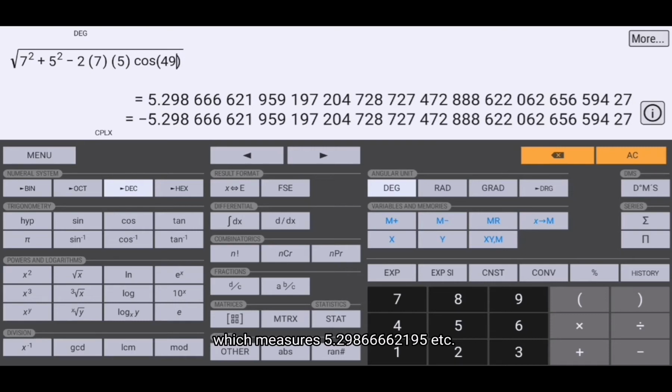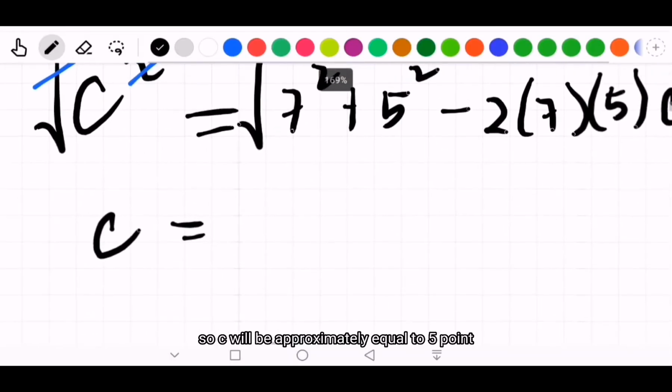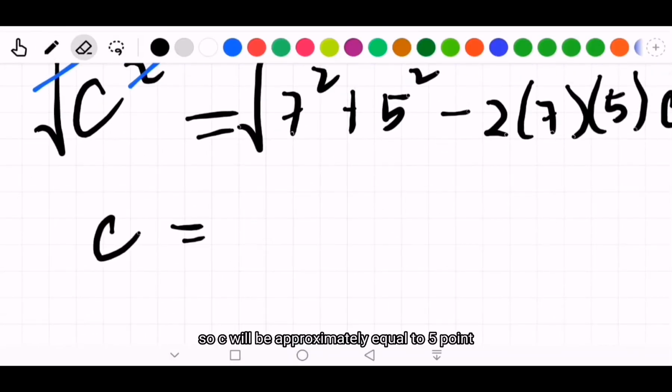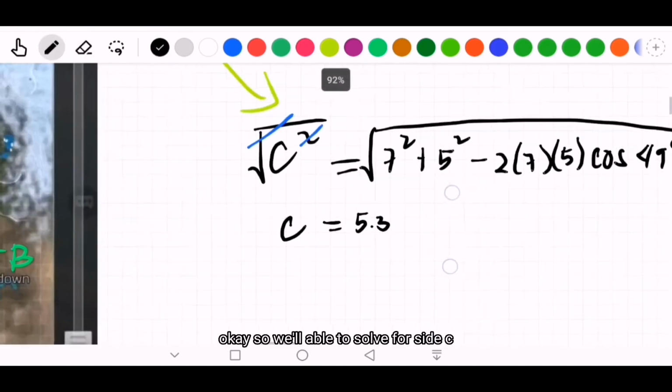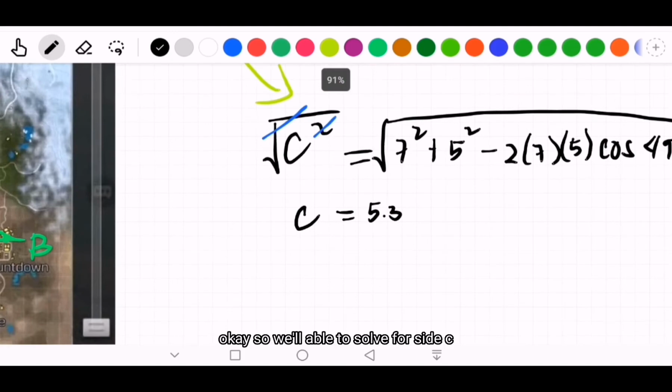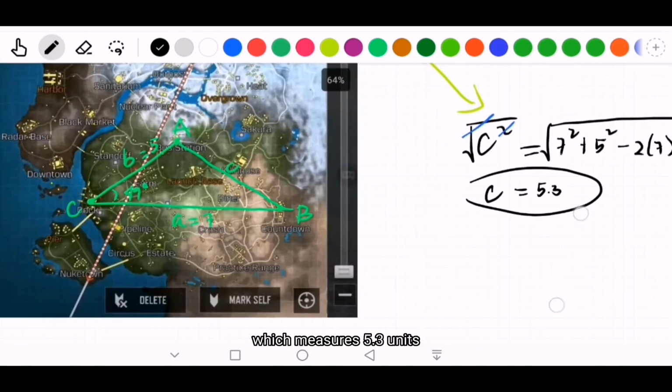5.298666, etc. But we will round this off to the nearest hundredths. So that will be 9 becomes 10, so we'll carry it out. This will become 5.3 units. So C will be approximately equal to 5.3 units. Okay, so we're able to solve for side C, which measures 5.3 units.